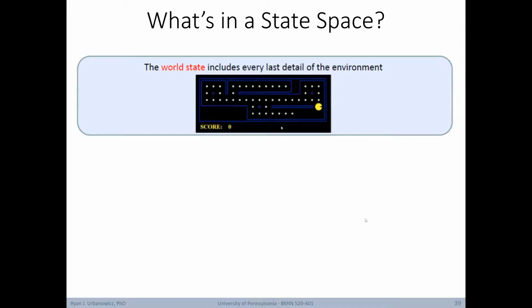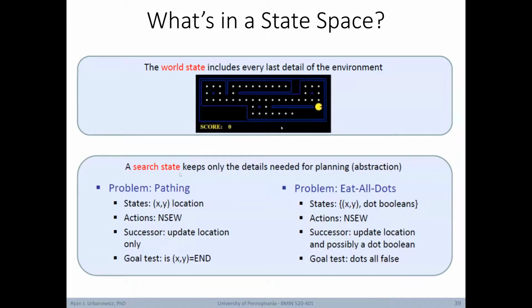We'll start by asking the question, what is in a state space? Well, before we answer that, we have the idea of a world state, which includes every last detail of the environment, every piece of information you could possibly ever gather. A search state keeps only the details needed for planning or for abstraction to solve the problem. To illustrate this point, let's look at 2 different problems using the Pac-Man example.